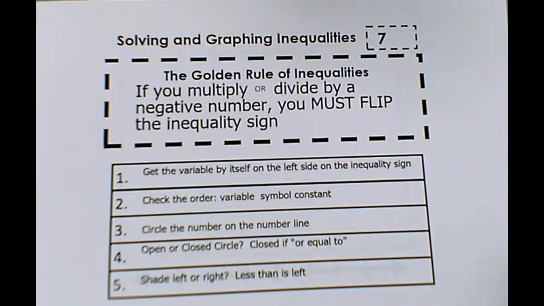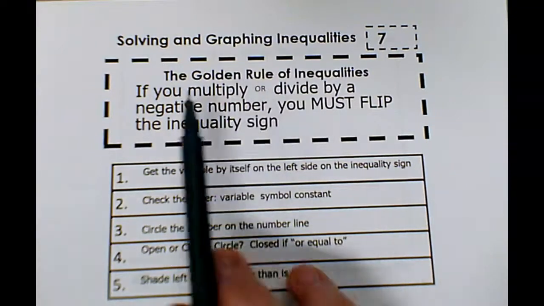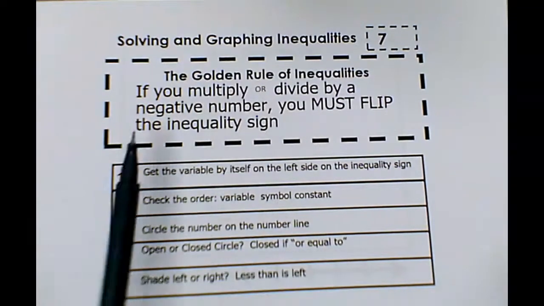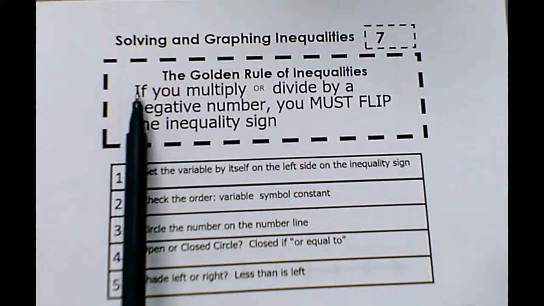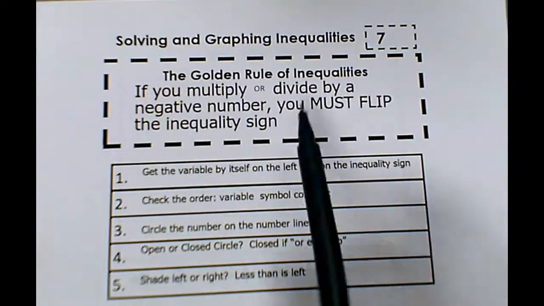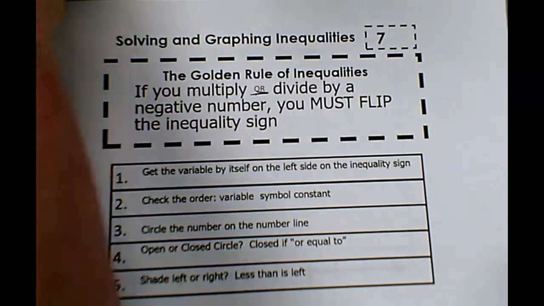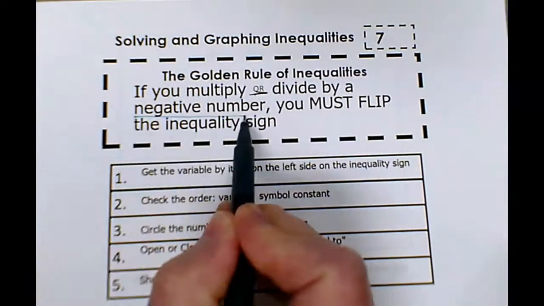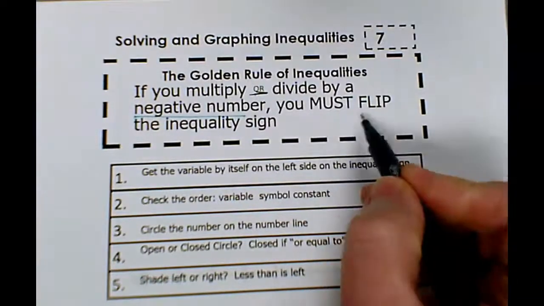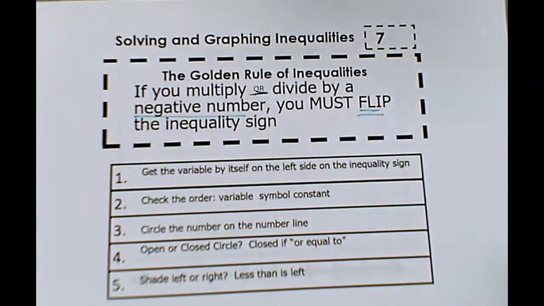In assignment number 7, we take what we know about solving and what we've learned about inequalities, put them together. Must memorize the golden rule of inequalities. The golden rule of inequalities says if you multiply or divide by a negative number, you must flip the inequality sign.